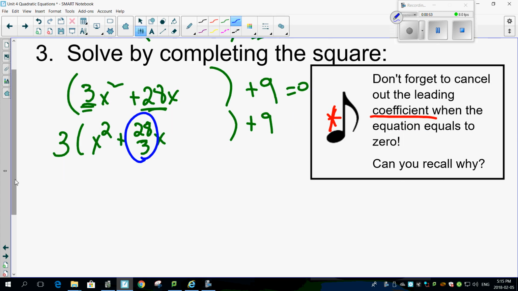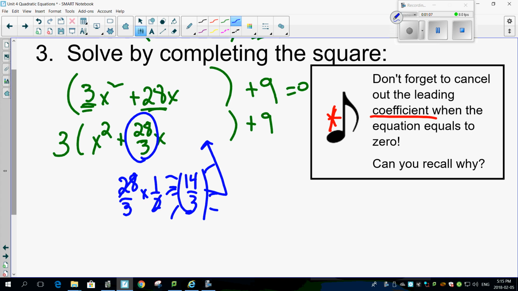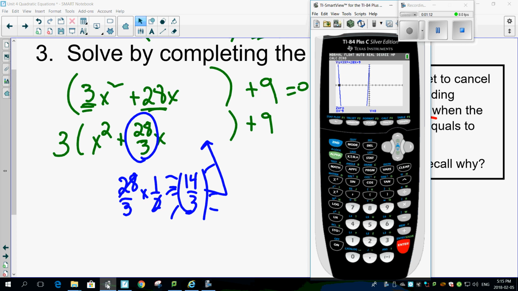Uh-oh. Okay. 28 over 3 times a half. That means 2 goes into 28. This gives you 14 over 3. Magic number. Then we square it. Oh my goodness. Squaring 14 over 3. Let's see what we get. Okay, bringing up the calculator. Clear, clear, clear. Squaring 14 over 3. 14 divided by 3, all squared, gives you this. It'll give you a decimal, but then math racket, because it's easier that way.